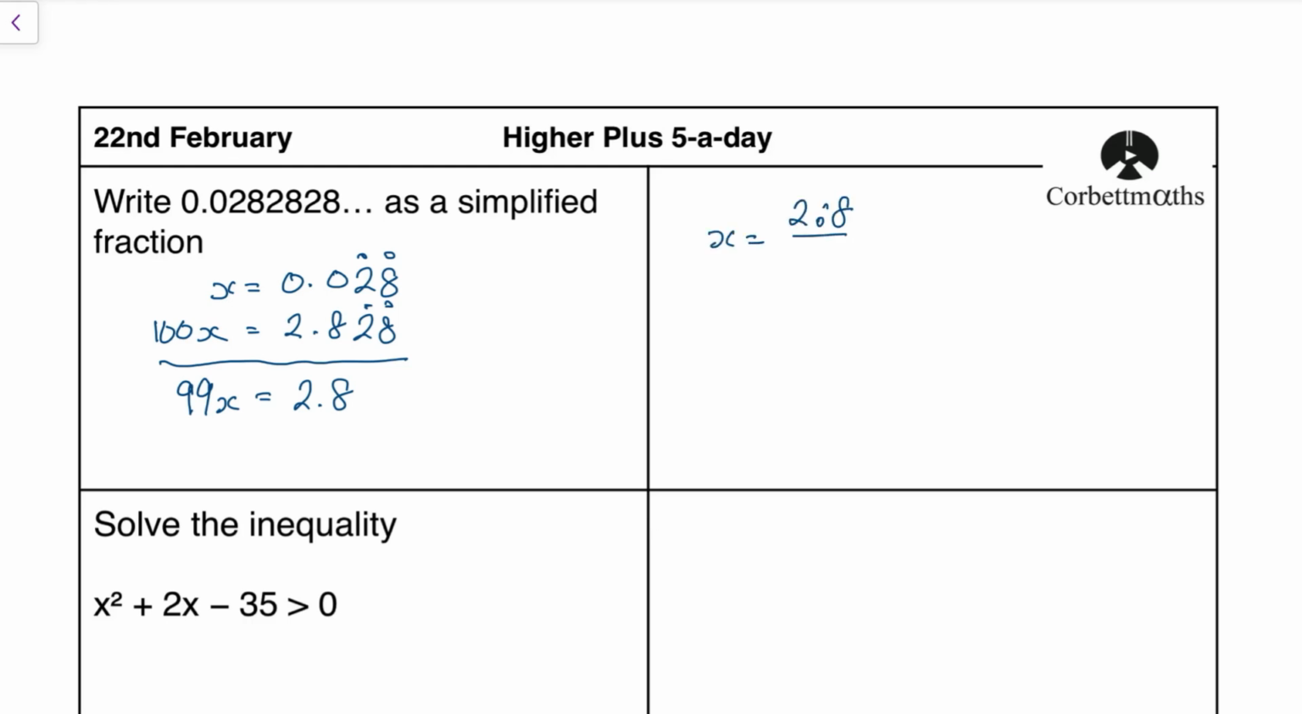Which means my answer is x is going to be 2.8 over 99. However, I can't have a decimal in my fraction, so I'm going to have to multiply top and bottom by 10. So that's going to give me 28 over 990, and that will simplify down. It does actually say in the question simplified fraction, so I must do this to 14 over 495. Obviously I use my calculator for that, but you can also just divide by 2 and keep dividing by numbers as long as you can.